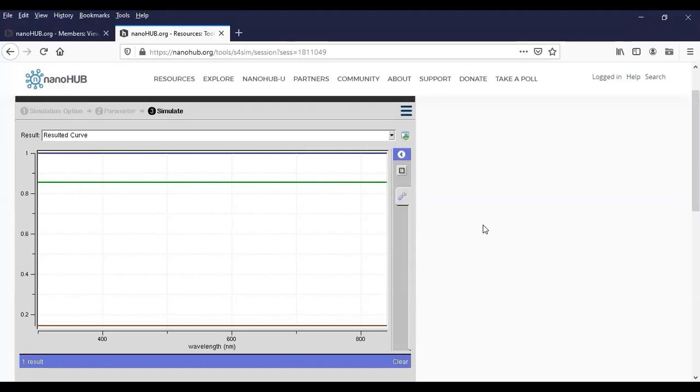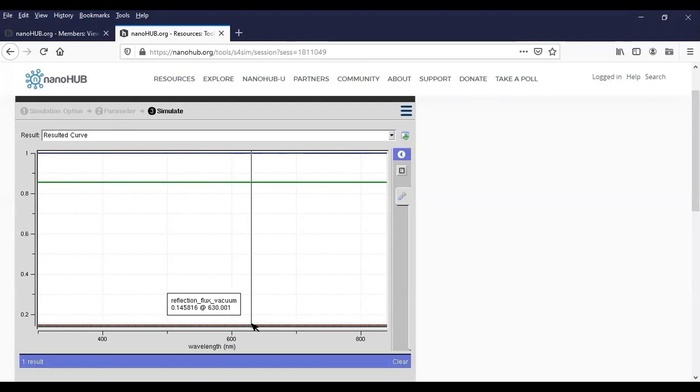Okay, here's the resulting curve. We can see three curves standing for incidence flux, reflection flux, and transmission flux, respectively. The horizontal axis is wavelength running from 300 to 840. And the blue curve on top is our incidence flux, which is one at all wavelengths. That makes sense because it automatically normalizes the total energy to one. And the green curve is the transmission flux, which is around 0.85. And the red curve down there is the reflection flux, which is about 0.15.